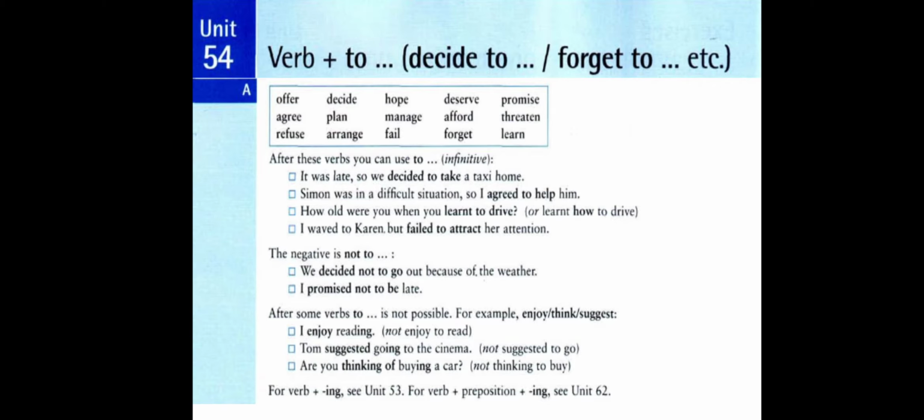Example number 3. How old were you when you learned to drive? This is a question. We have the verb here learned, and learned is in the past, and it is followed by to plus the base form, meaning infinitive. The last example here: I waved to Karen but failed to attract her attention. Here we have the verb failed in the past, and it is followed by to plus the base form, to attract.